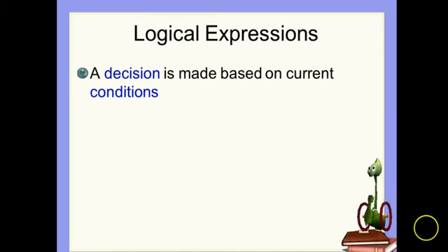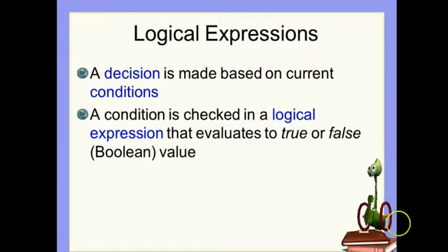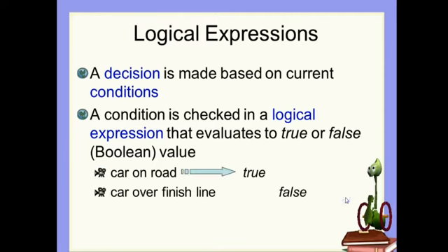So when we're talking about a decision, it's always based on current conditions, right? Is the car on the road or not? So we're going to check it using a logical expression with a true-false answer. If the car's on the road, that's true. If the car's over the finish line, well, that might be false. So those are the kind of questions your code needs to be constantly asking. Is it on the road? Is it over the finish line?